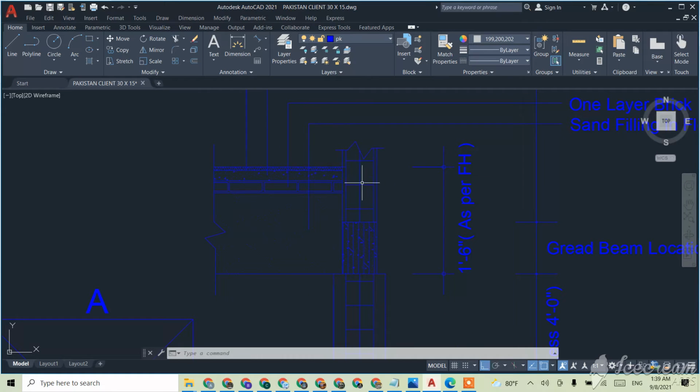So this is the ground level, which will be 1.5 feet height as per floor height. The floor height is given as 1.6 feet up.